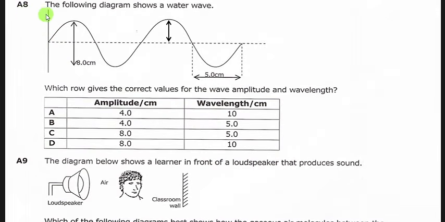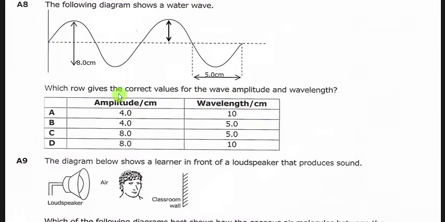Question 8 says the following diagram shows a water wave. Yes, this is a water wave. We have a vertical axis and a horizontal axis. From the crest to the trough, we have been told the distance is 8.0 centimeters. Then from the equilibrium of this trough to another equilibrium, the distance is 5.0 centimeters. Then they're asking which row gives the correct values for the wave amplitude and the wavelength.